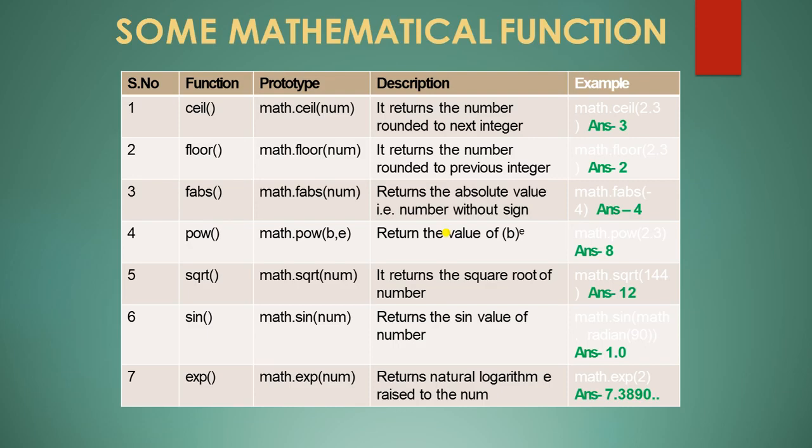Now pow will give the power of that number, sqrt will give the square root, and sin, this trigonometric function, will return the sine value of that particular number. Next, math dot exp. This returns natural e raised to the number. Math dot exp 2 will give you the answer 7.389.